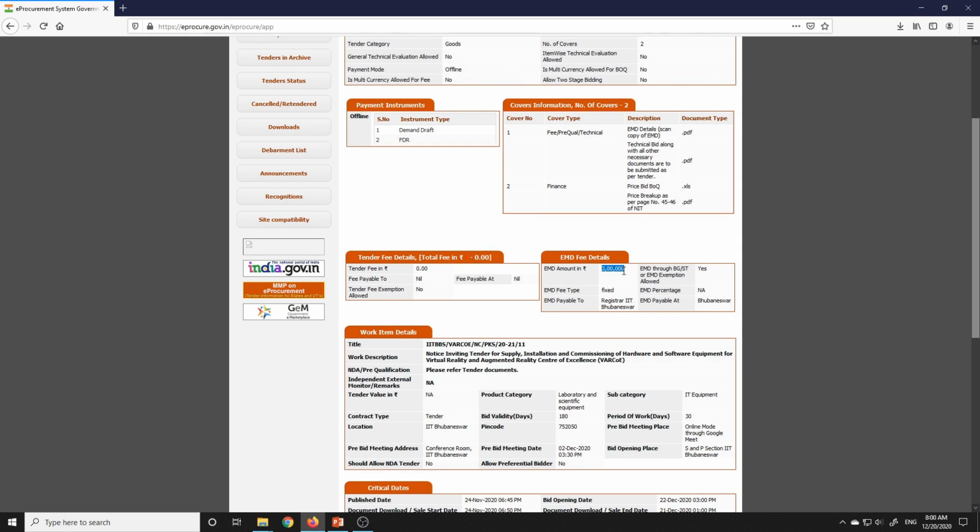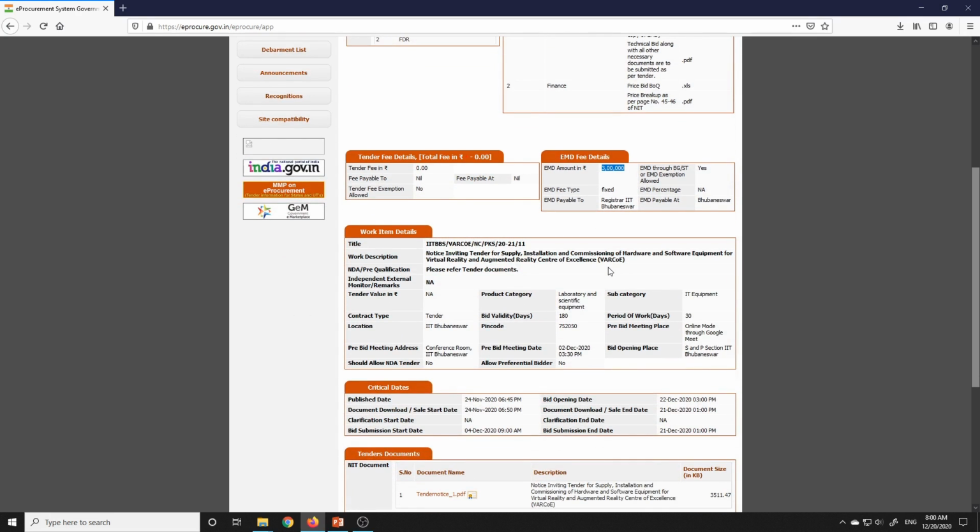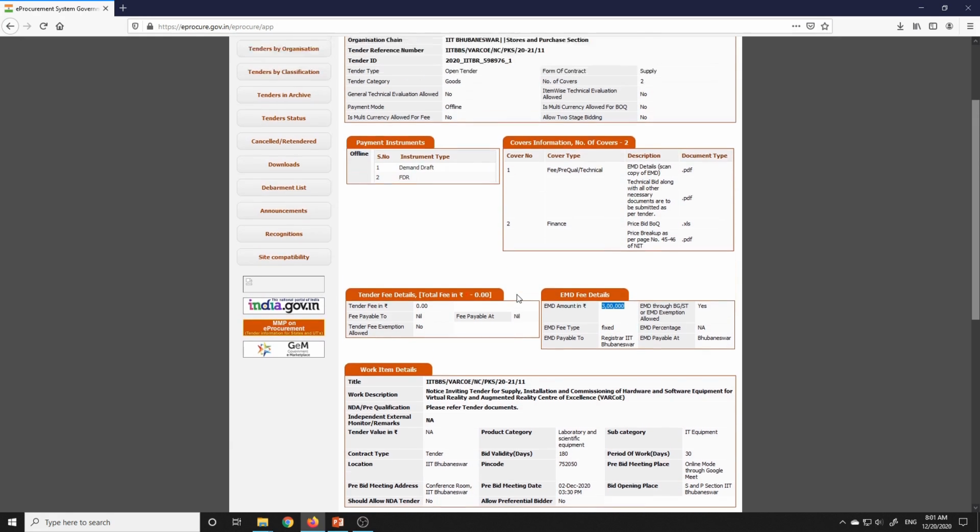So this EMD is a security deposit for you. Once the purchase order has been prepared, or once the equipment has been delivered, this EMD will be returned to the firm. With this EMD there is another security deposit. There are two kinds of security deposits, and you will get to know that in your bid document or tender document. For that you have to contact your institute's or organization's purchase department.